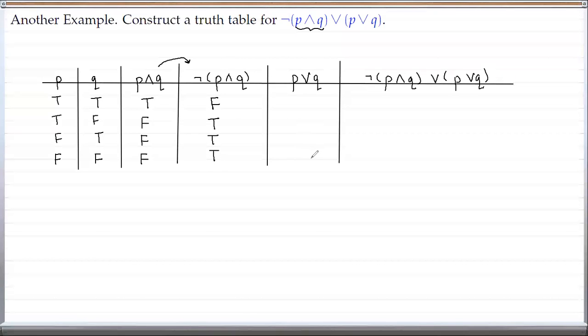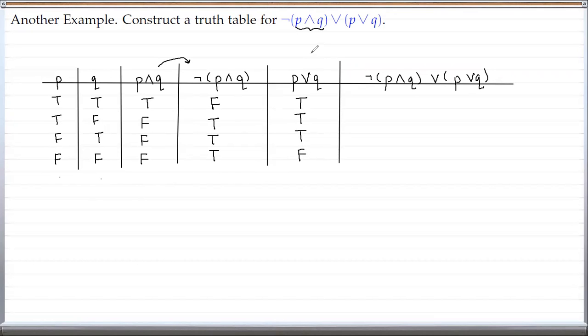Next, let's fill out the column for P or Q. So we are looking at these two columns. When P is true, Q is true, P or Q is true. When P is true, Q is false, P or Q is true. When P is false, Q is true, P or Q is true. When both are false, P or Q is false.